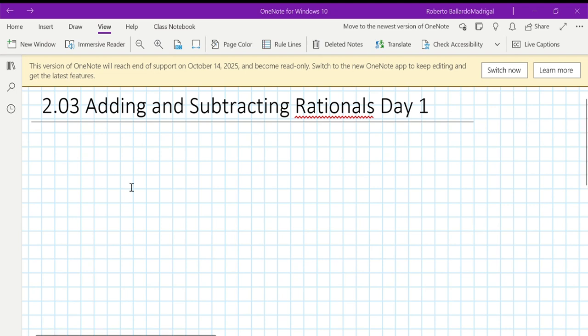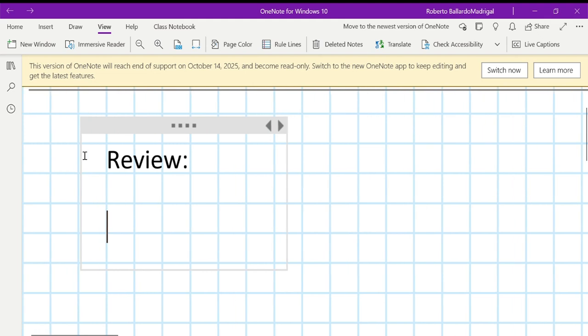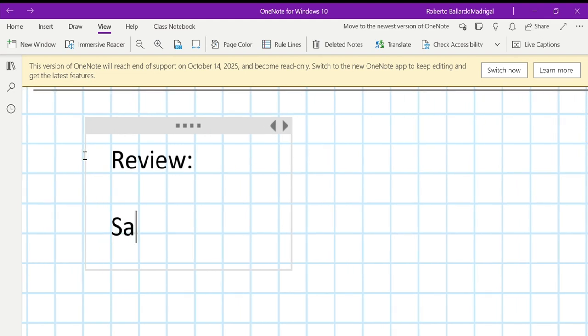let's go ahead and type out the following or write out the following. We are going to do some review. What are we reviewing? We are reviewing what happens when you have the same denominator.